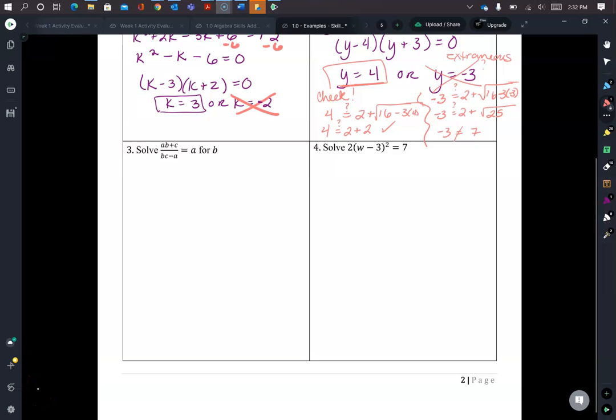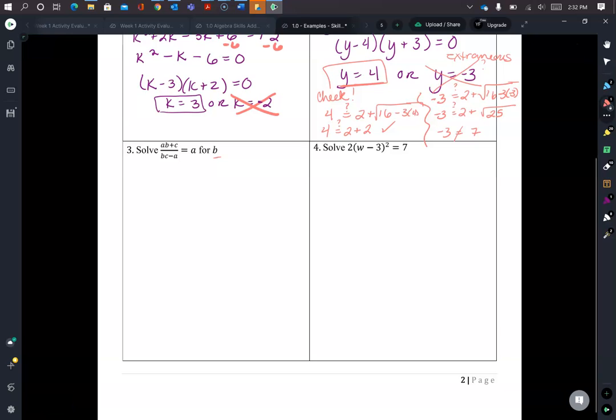This video is a continuation of lesson 1.0b. This number 3 is a literal equation. We want to solve for one variable in terms of the other. So in this one, we're going to solve for b. So we want to isolate b.